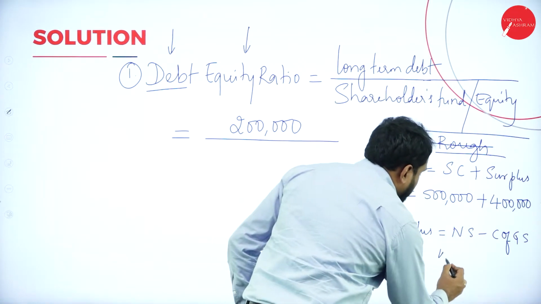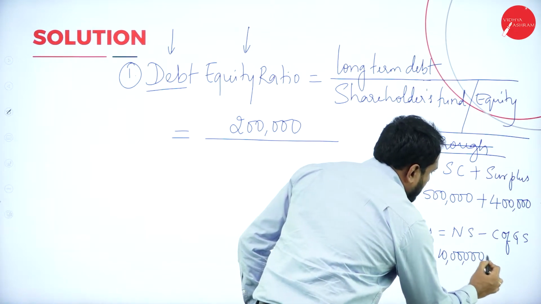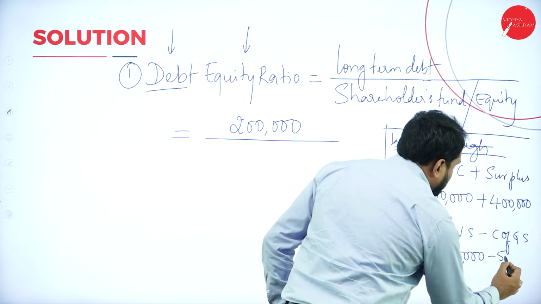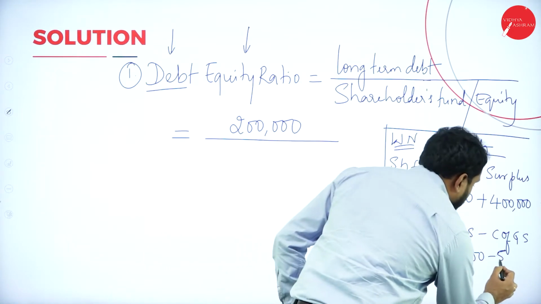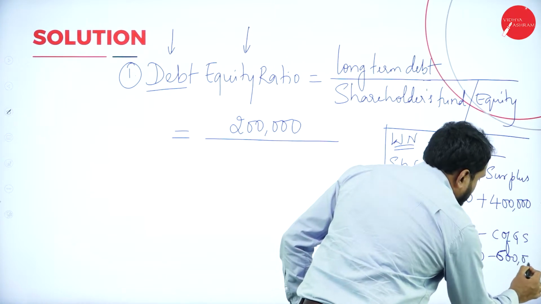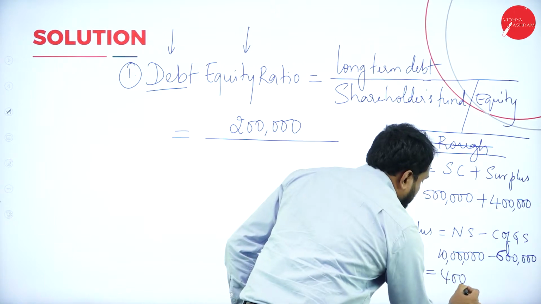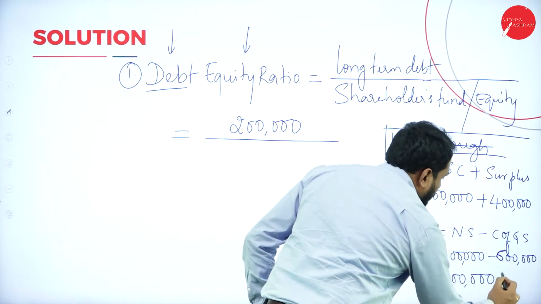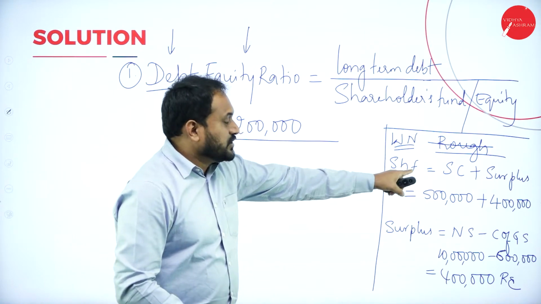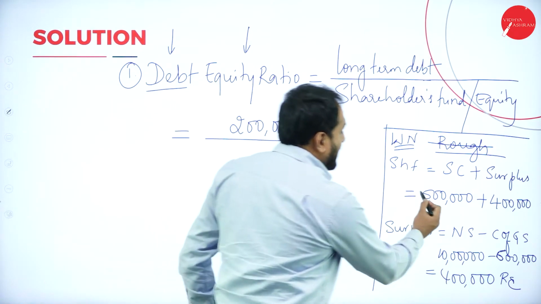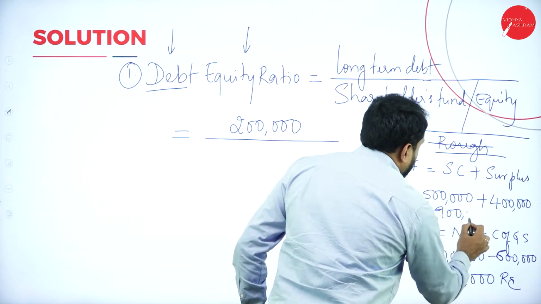So net sale is 10 lakh. Minus cost of goods sold, which is 6 lakh. So how much did we get? Surplus is 4 lakh. If you show each and every step, you will get more marks. So what is my shareholders fund? 5 lakh plus your 4 lakh is equal to 9 lakh. I'll write here 9 lakh.